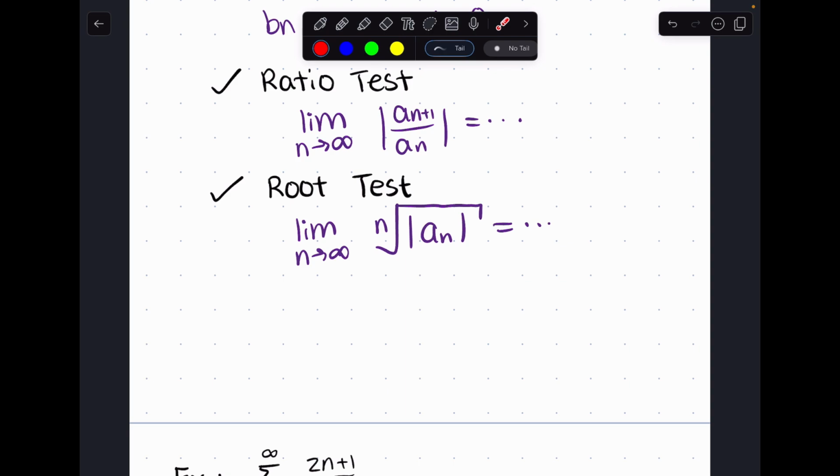For root test, very, very similar to ratio test, except this time we're taking the nth root of the absolute value of our terms. If we can evaluate this limit and we get something greater than 1, our series is going to diverge. If it's less than 1, our series is going to converge. If it's equal to 1, then the test is inconclusive and you have to pick something else.